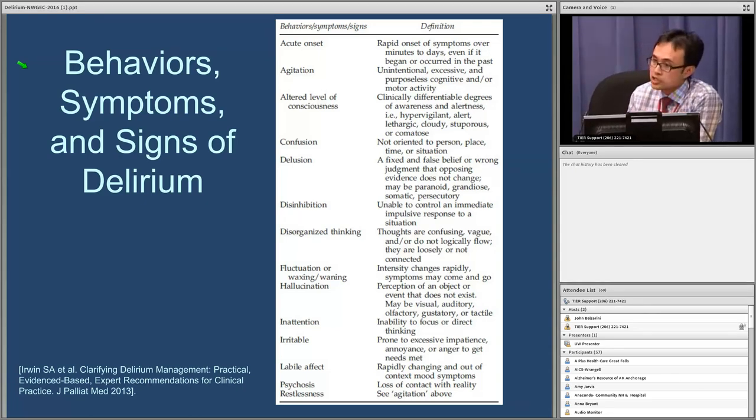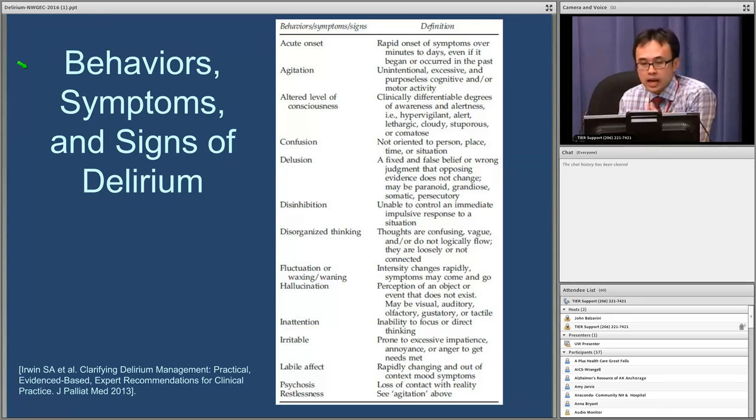And there's an agitation component associated with it, very similar to how we opened with the example of that 82-year-old woman from the nursing home. She had increased psychomotor activity, picking at her bedding, for example. There was an altered level of consciousness, where she was drifting back into sleep even in the middle of your interview. Very much signs that are consistent with delirium.